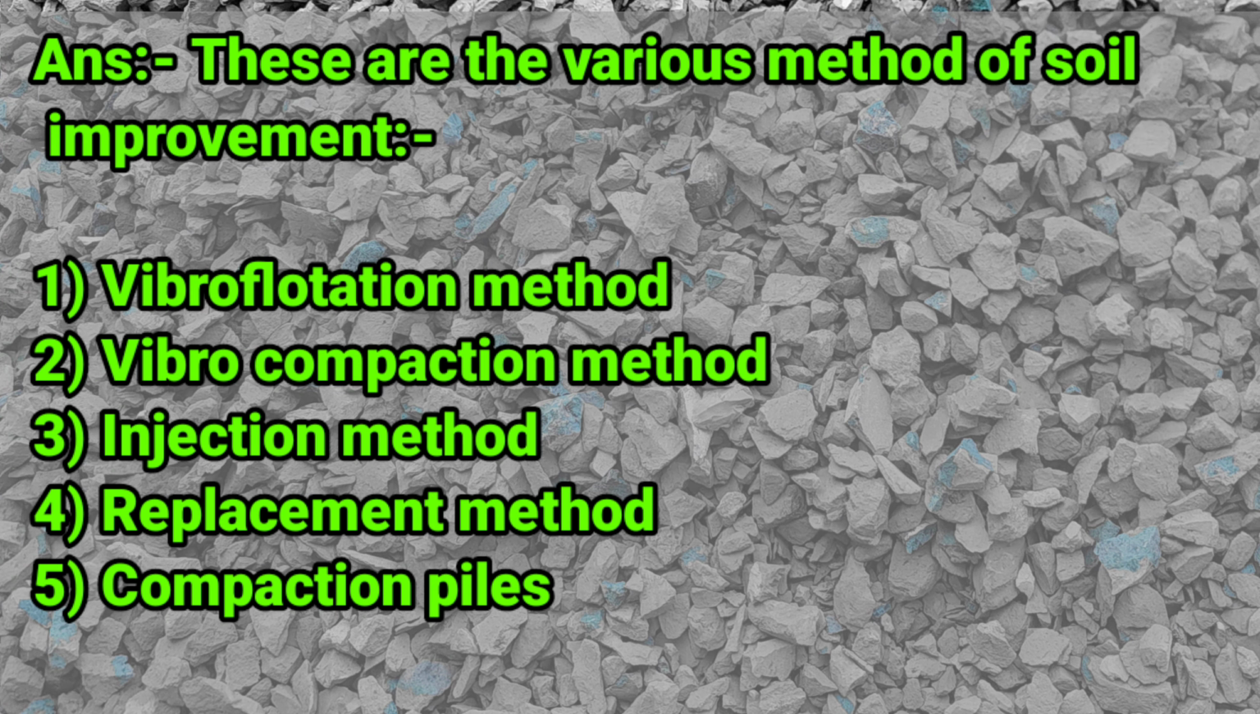These are the various methods of soil improvement. Number 1, vibroflotation method. Number 2, vibrocompaction method. Number 3, injection method. Number 4, replacement method. And number 5, compaction piles.